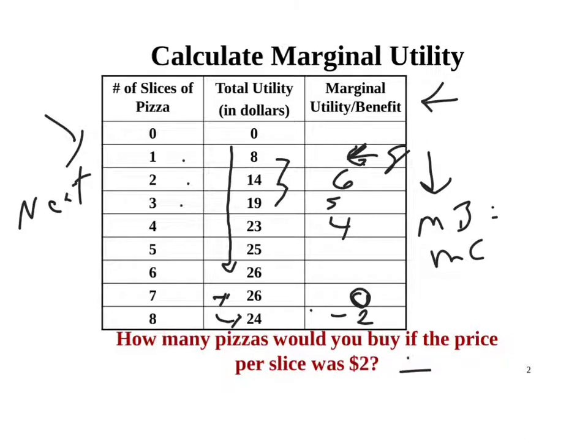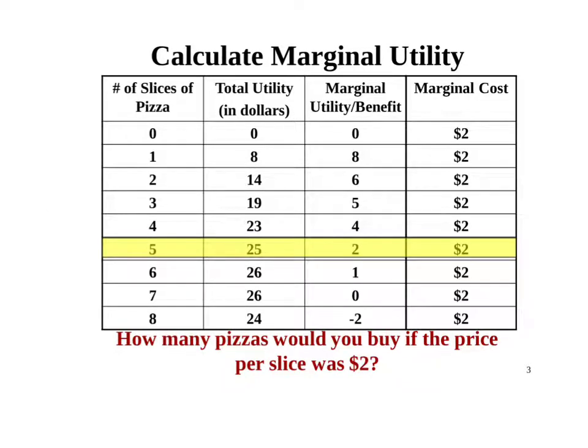And if we entertain this question, let's look at this in the next slide. How many pizzas, or how many slices of pizza would I buy if the price per slice was $2? So clearly, this is a short slide. If the price of... so here's my marginal utility.